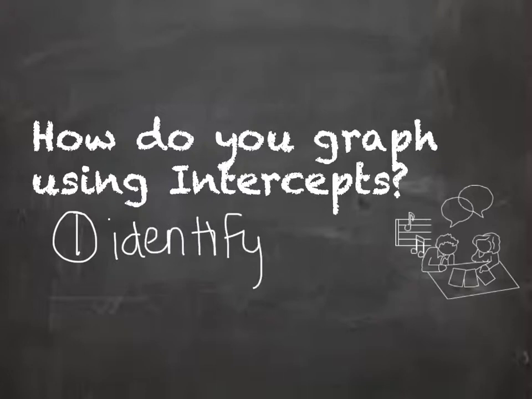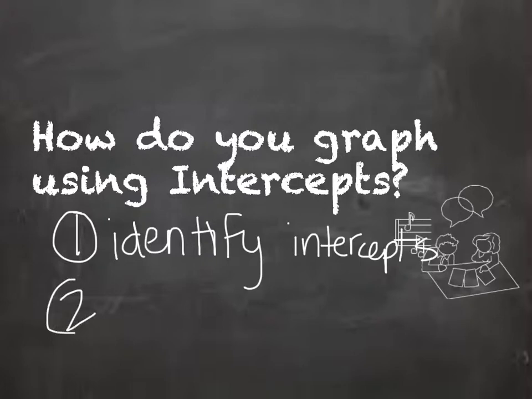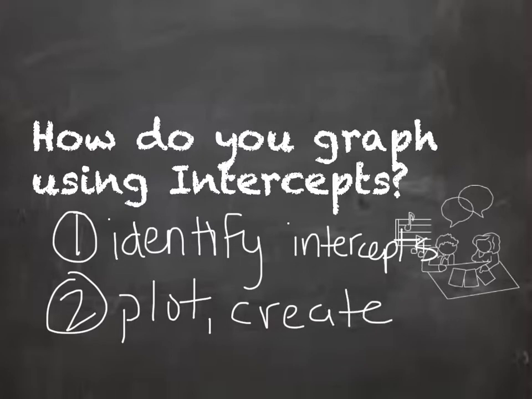And in order to identify intercepts, you should have watched the video before this one. So we first need to identify the intercepts. And then once we identify them, we can plot the points and create our line through those 2 points.